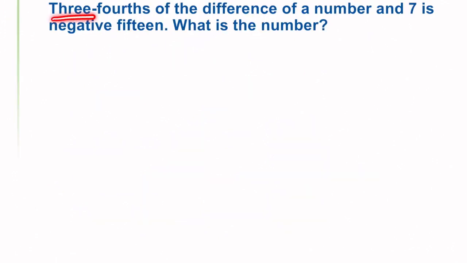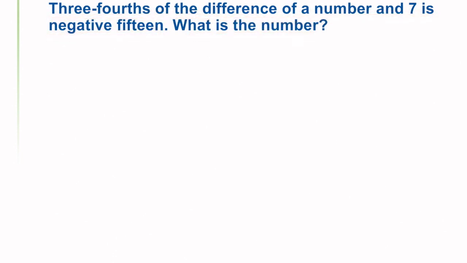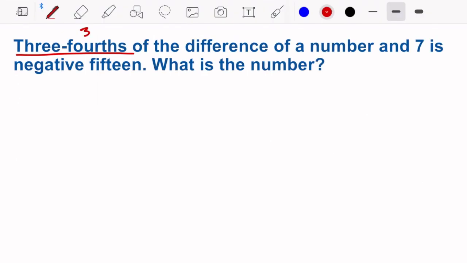Let's look at the second example. The second example says 3/4 of the difference of a number and 7 is -15. What is that number? Let's translate part by part. The first part says 3/4, so that should be a fraction. It's going to be 3/4.